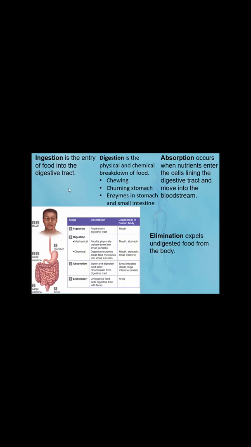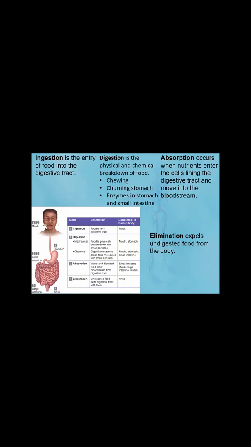Digestion starts with chewing of the food, churning of the stomach. Enzymes and acids start breaking it down into smaller and smaller molecules, which helps generate energy. Absorption is when the nutrients enter the cell lining the digestive tract.